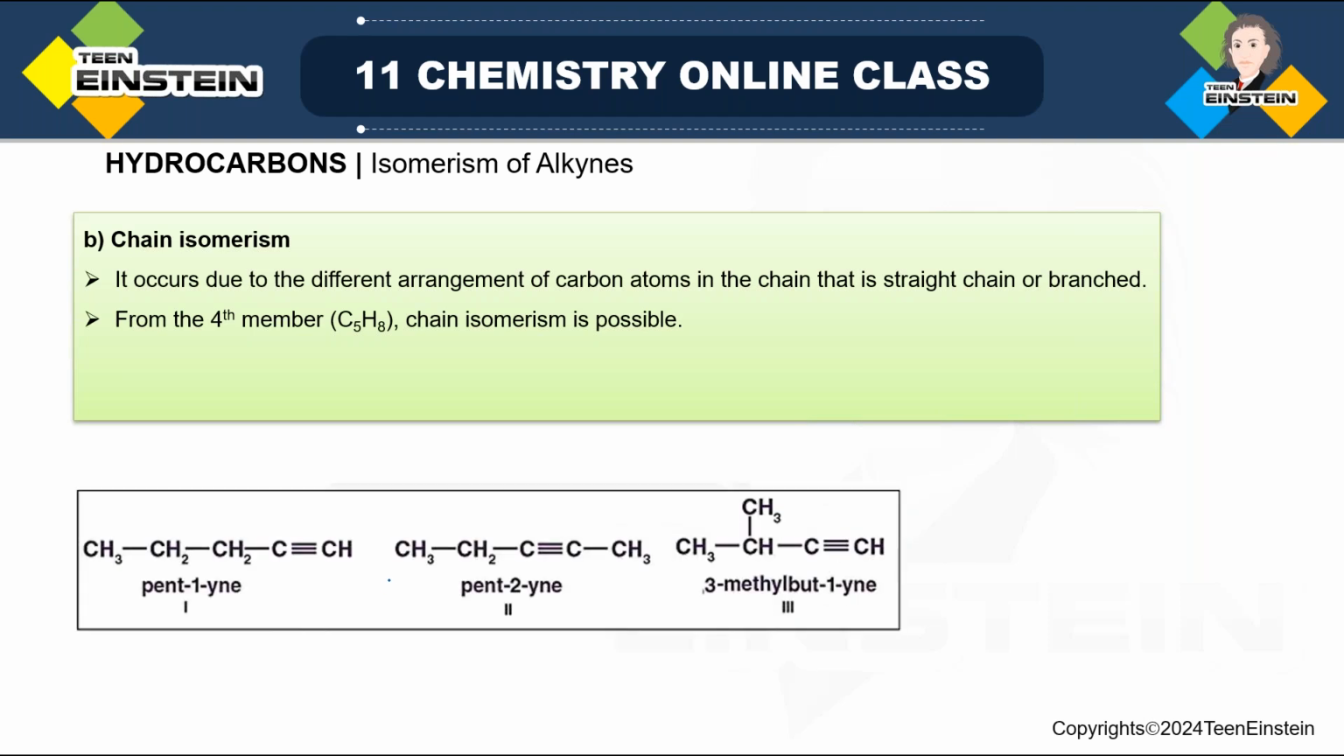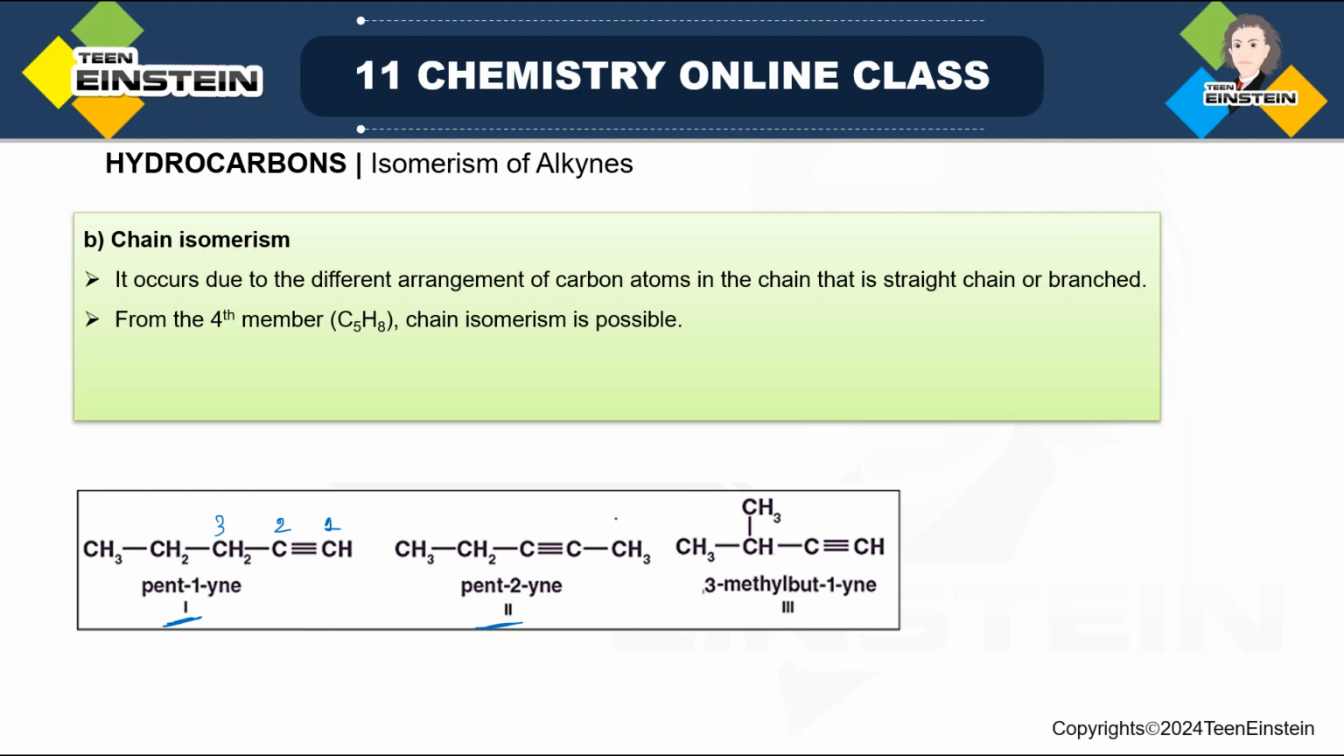Now look at these three examples. These two you have already seen. Sorry, not the 5 carbon you have seen, but with 4 carbon you have seen how the triple bond is changing its position. So here also the same thing. Here it is at the terminal position. 1, 2, 3. So the name should be pent-1-yne.